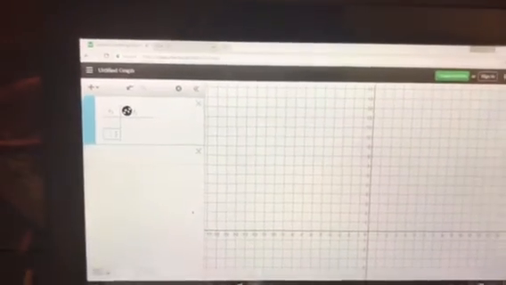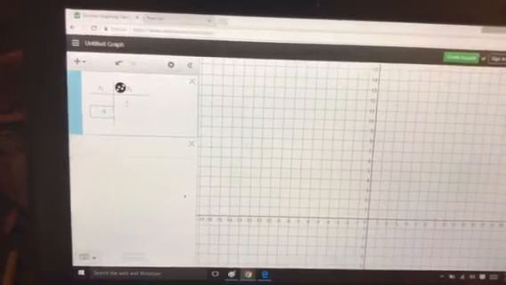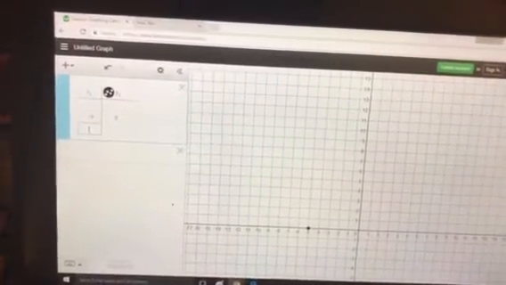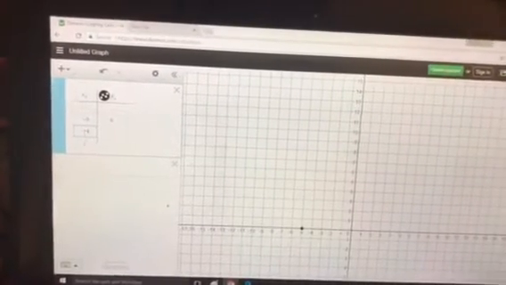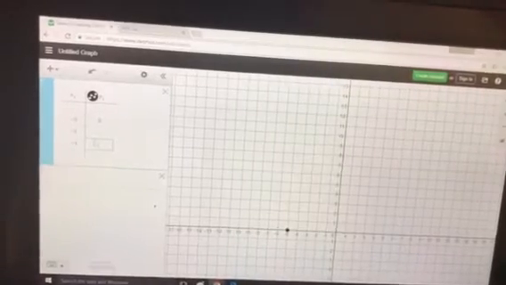I'm going to add a table. So I go to this little plus up here. My lower one, I'm going to say -5. I know that that's going to be a 0. And then I'm going to just place a marker there. And then I know that -3 is also going to be 0.